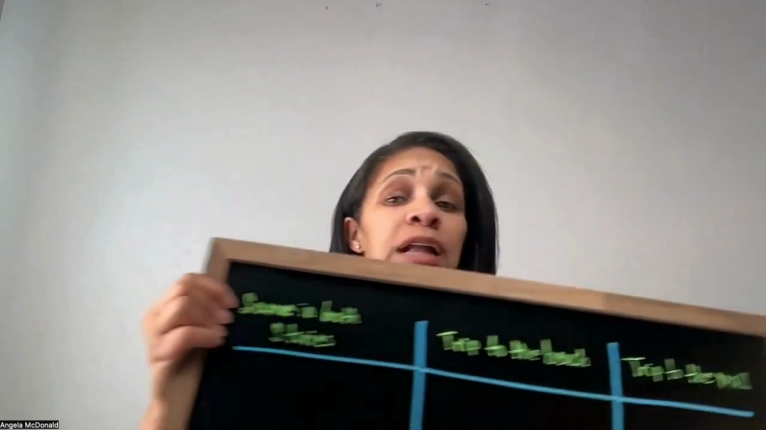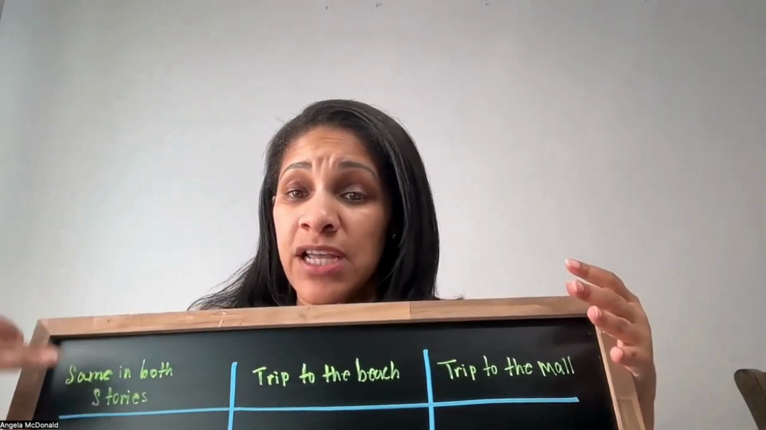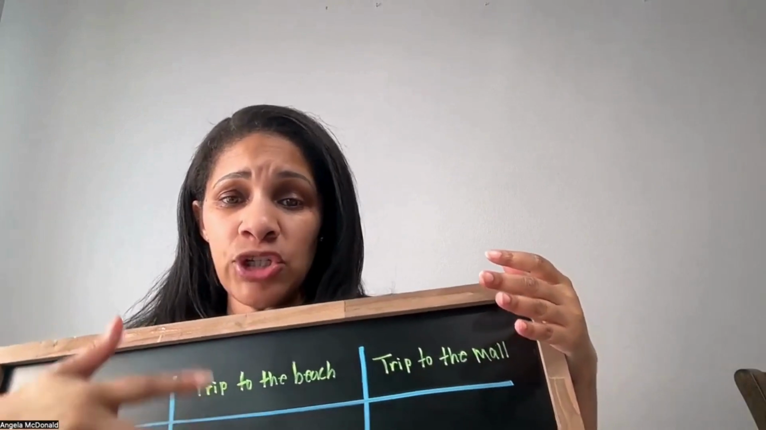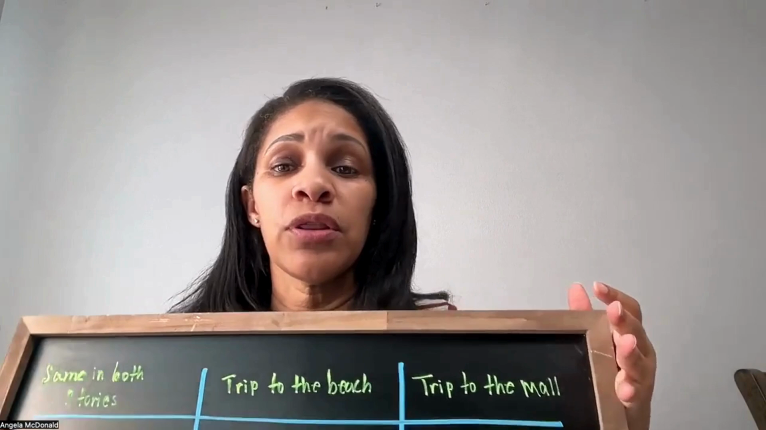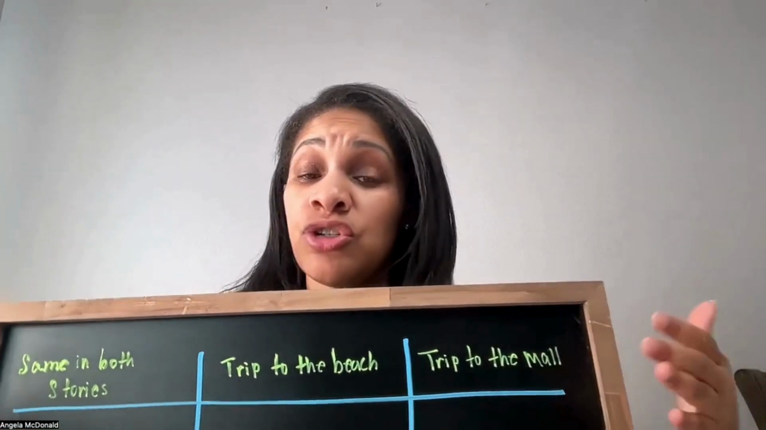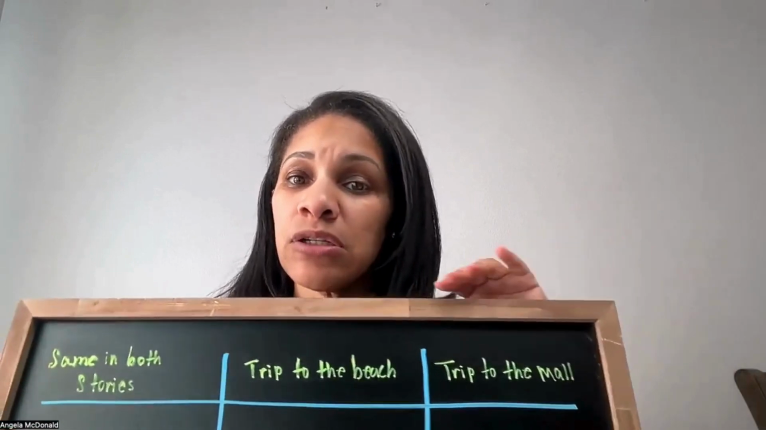Another activity we're going to do is family compare game. So I put it on our chalkboard. Same in both stories. We're going to be comparing a trip to the beach and a trip to the mall. So we're using our experiences to teach this particular skill.